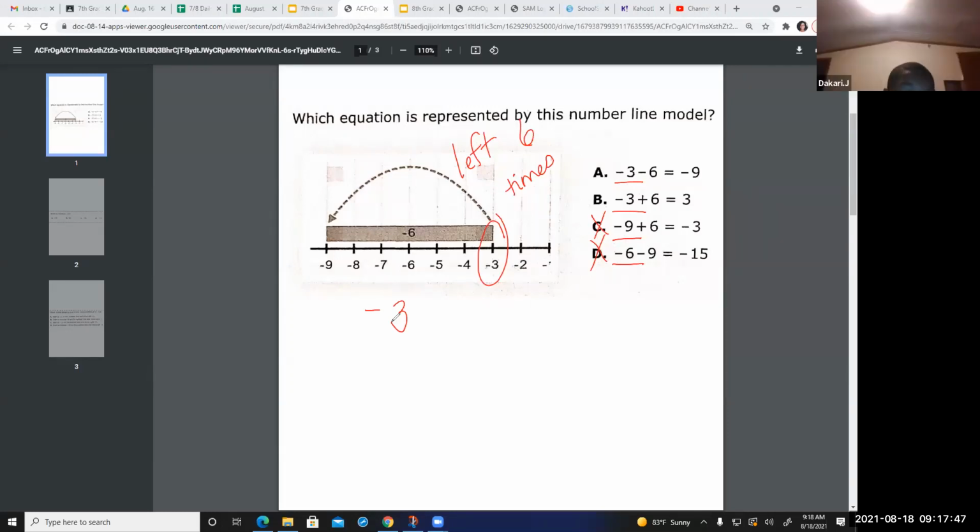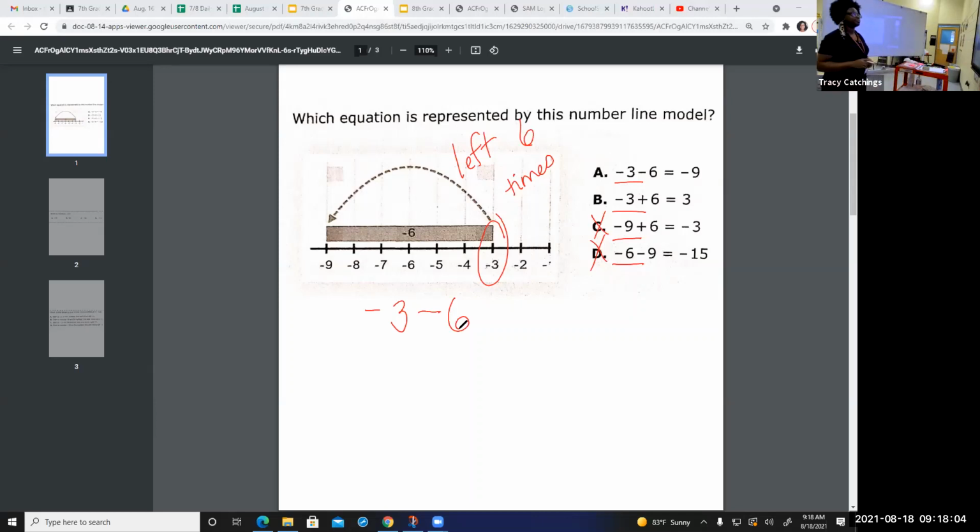Left. Which direction is left? Add or subtract? Subtracting. Good job. That would be subtracting. So that would be -3, and you said we took away 6. And where did we end up at when we took away 6? -9. -9. Good job. A would be our answer.